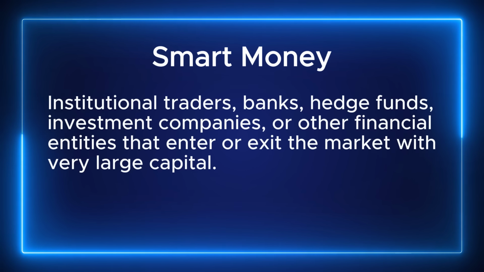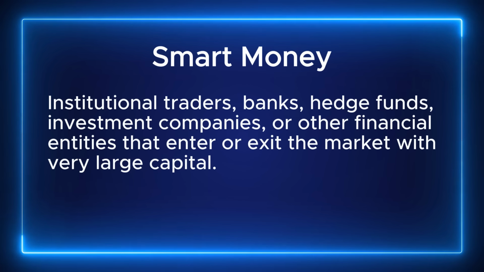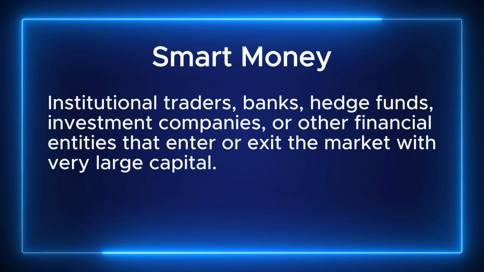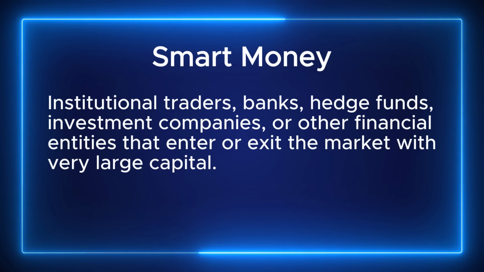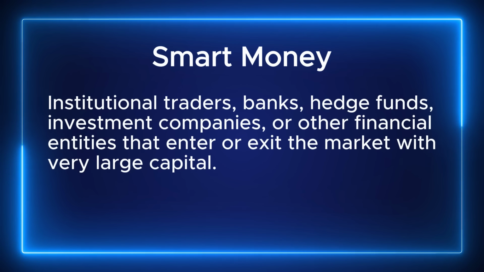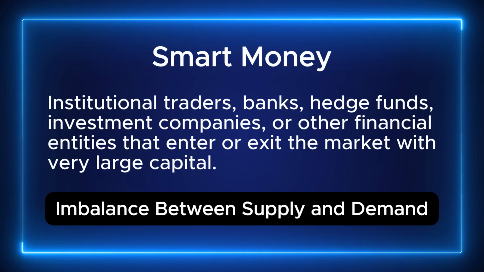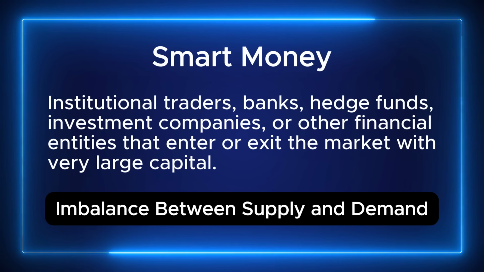One of the main reasons for the price movement in financial markets is smart money. The money that is flowed into the market by institutional traders, banks, hedge funds, investment companies, or other financial entities that enter and exit the market with very large capital. Because they enter or exit the market with very large position sizes, they create significant imbalance between supply and demand in the market, and so cause the movement of the price.